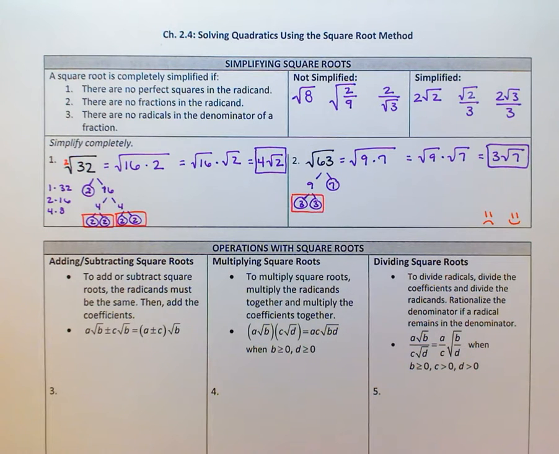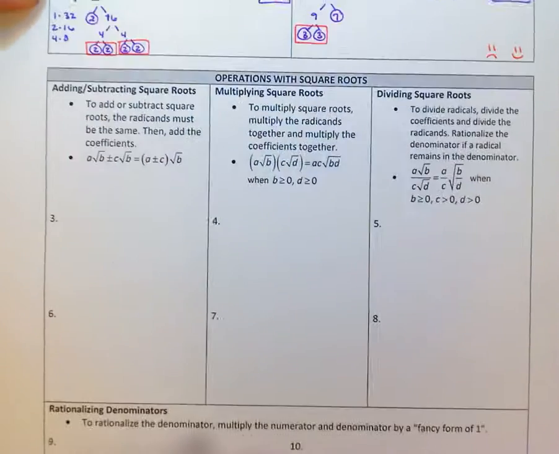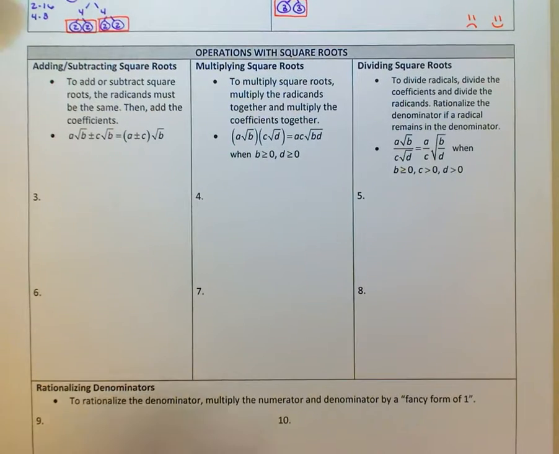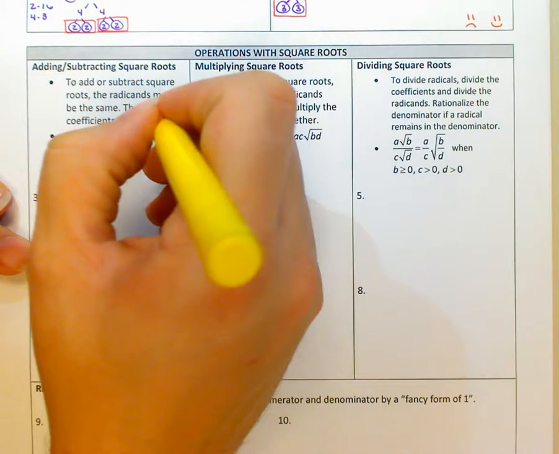All right, so now we've looked at simplifying completely. Now we're going to look at some operations, okay? So we're going to add, we're going to subtract, we're going to multiply, and we're going to divide. Okay, so starting with adding, when we add these, we can only add like with like. Okay, so what I mean by that is you can only add the coefficients.